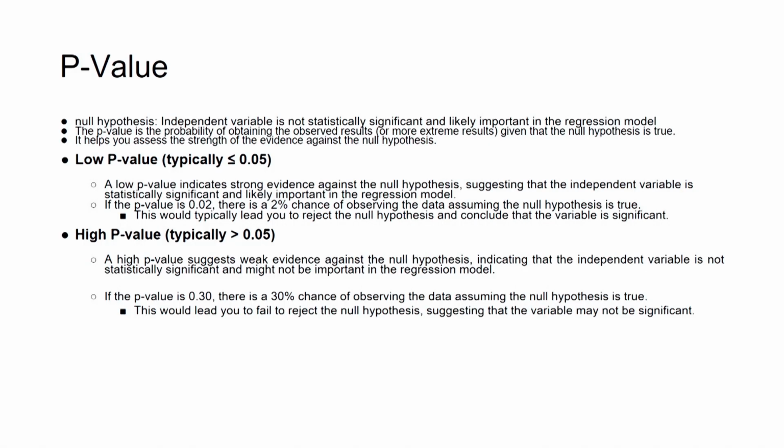First of all we talk about the null hypothesis and the alternate hypothesis. Generally the null hypothesis is that the independent variable is not statistically significant and not important in the regression model. The p value is the probability of obtaining the observed results or more extreme results, given that the null hypothesis is true.